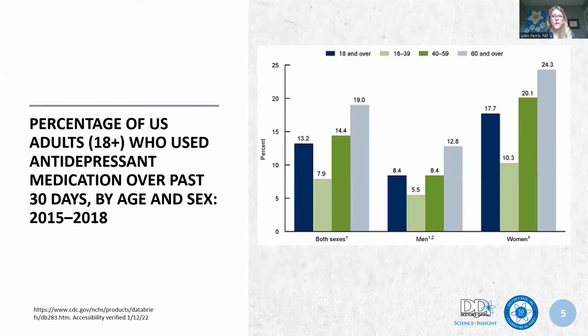Antidepressants are often the only intervention offered for anxiety and depression when someone comes in to a doc to seek treatment. You can see here a survey between the years 2015 and 2018 found that antidepressant use increased with age, and it was twice as common among females as males.